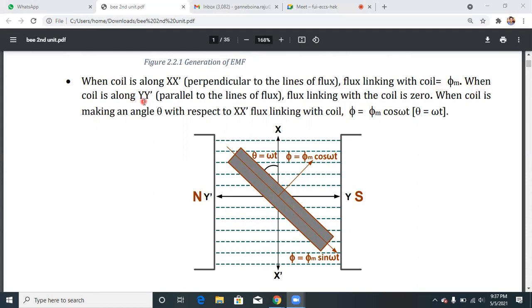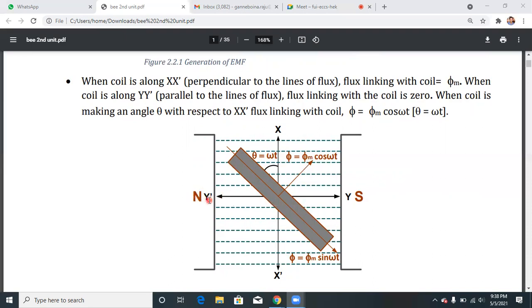When the coil is along y dash, horizontal, it is parallel to the lines of the flux. The flux leaves from the north to the south pole, and the coil is exactly parallel to this magnetic flux. That means the angle is 0. If the coil is placed exactly along y dash, that is 0 degrees or 180 degrees, and the flux linking with the coil is 0. So there is no flux linking in the conductor.